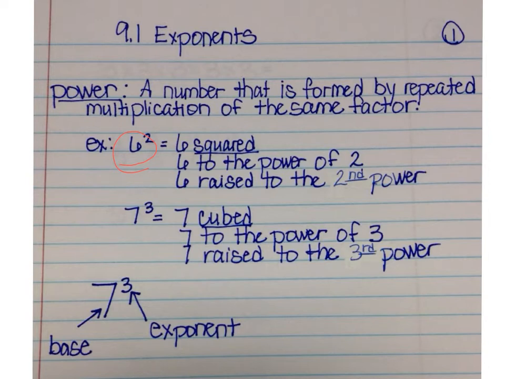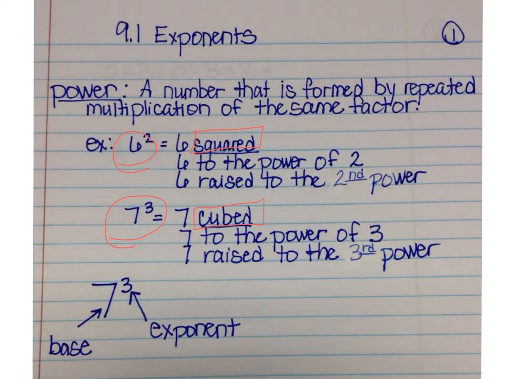So for 7 with a little 3, you say that's 7 cubed, and again, cubed is a unique word that we only use when there's a little 3, just like squared is only used when the exponent is 2. Okay, so you can read this 7 cubed, 7 to the power of 3, or 7 raised to the third power. Or like I said, a lot of people shorten that one and just say 7 to the third power.